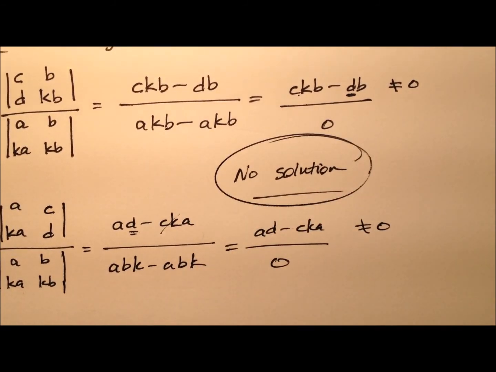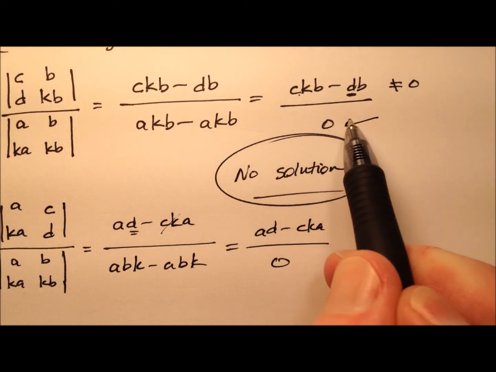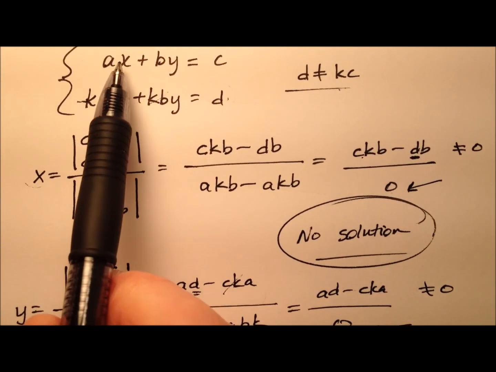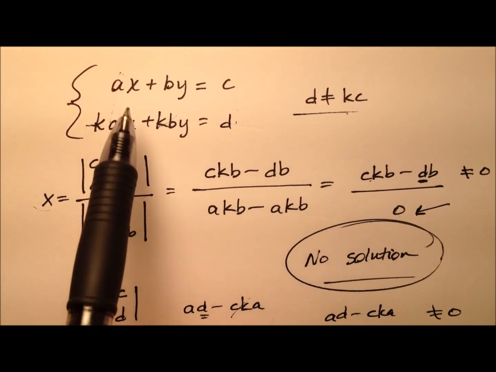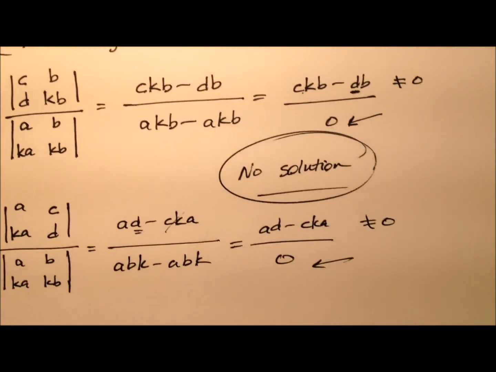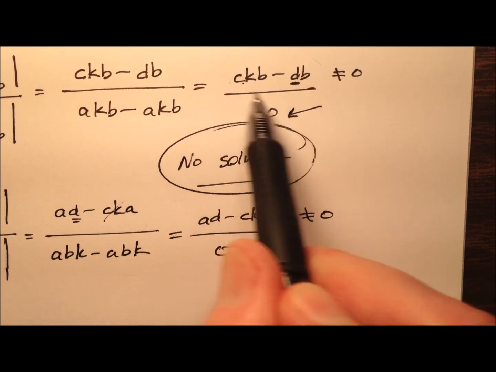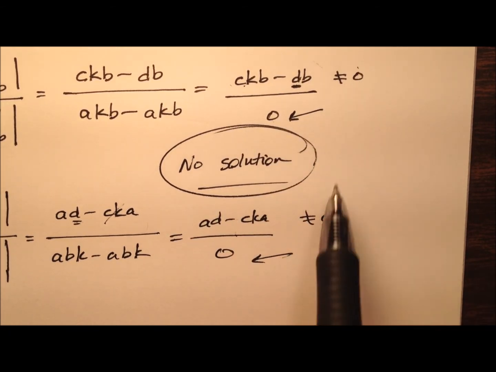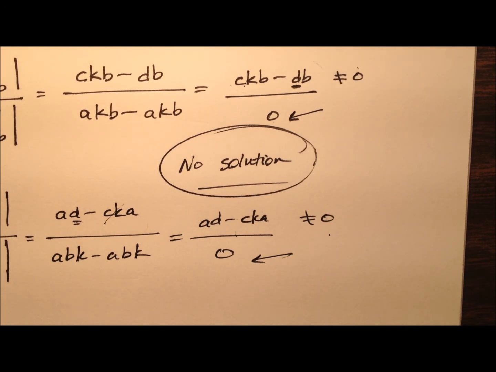So again, here's what a system looks like when there's no solution, and this is how Cramer's rule deals with it. The denominator will always be 0, and that's because from our coefficient matrix, one equation is just a scalar multiple of the other, but the numerators will not be 0. So division by 0, that'll give you no solution.